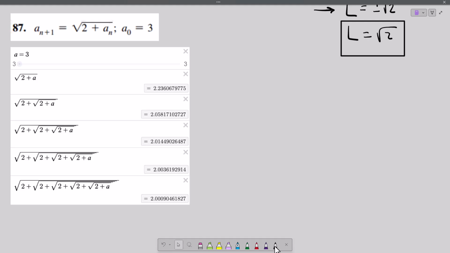So we know it has a limit. If we know that a recursive sequence has a limit, then we can assume that that limit is whatever we want it to be. We'll call it L. So we're assuming that a sub n converges to L. Then we take the limit of both sides of that recursive definition. So on the left, we have the sequence a sub n plus 1. And on the right, we have the limit of the square root expression there.